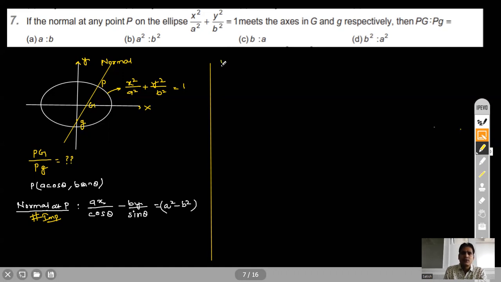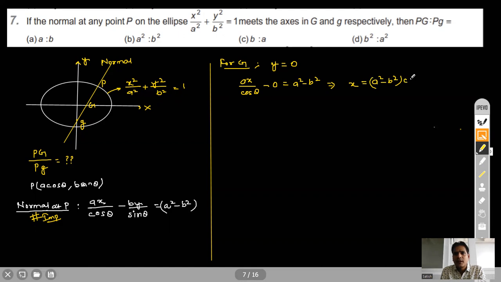If I say, for G, the y coordinate will be 0, right? Y coordinate will be equal to 0. Okay. So put the value of y as 0 in this equation. What will I get? I will get ax upon cos theta minus 0 is equal to a square minus b square, right? So from here, we get the value of x as a square minus b square into cos theta upon a. Okay. So this will basically be the x coordinate of G.